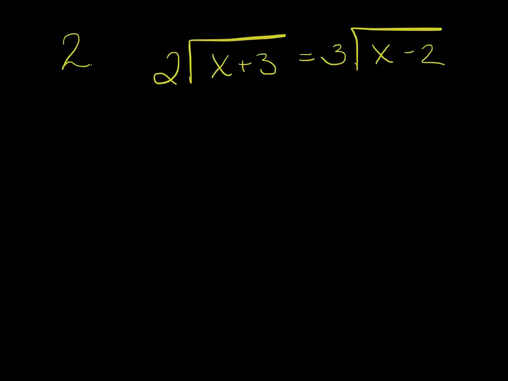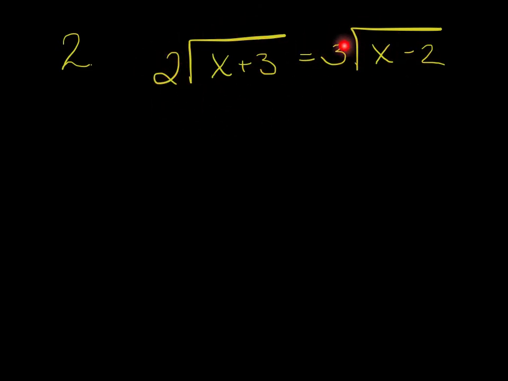Alright, so I've picked a little uglier one this time. 2 radical x plus 3 equals 3 radical x minus 2. Now, remember, your goal is to get the radical by itself. Is that possible here? I mean, you could take this 2 and divide it over, but then this radical's by itself, but this one isn't.